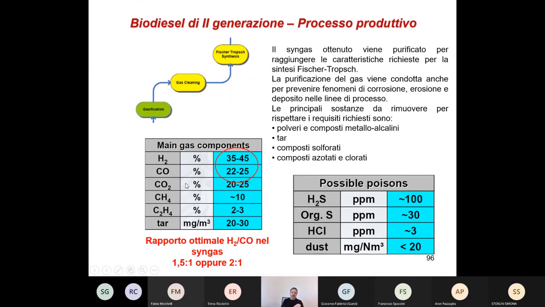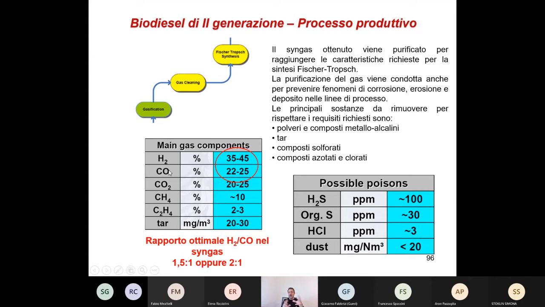Okay, what are the elements we are interested in for biodiesel production? The first two, hydrogen and carbon monoxide. These two, and also the ratio between these two components is very important. For example, hydrogen should be higher in content than CO, and in general between 1.5 and 2 times carbon monoxide. These are the optimal ratio between these two elements.